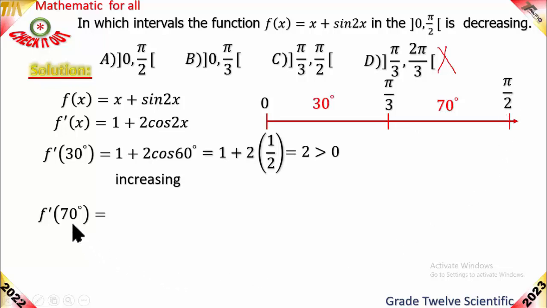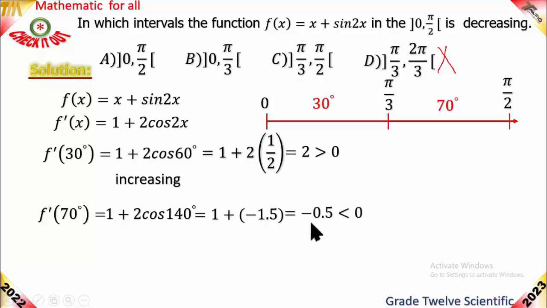Or replace 70 in the derivative, it becomes 1 plus 2 cosine 140. Here you can use a calculator to find 1 plus 2 cosine 140, then it becomes minus 0.5, which is less than 0. That means the function is decreasing on the interval pi over 3 to pi over 2. That means C is the correct answer.